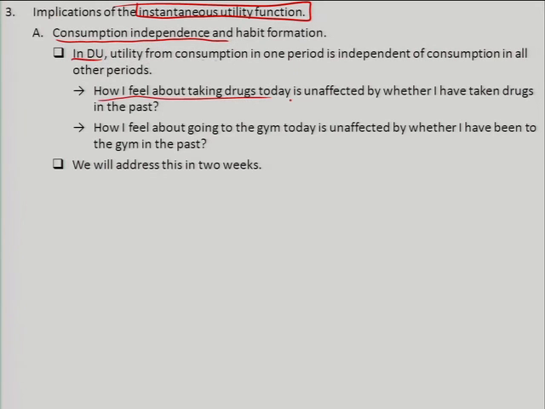Or how I will feel about taking drugs in the future is completely independent of whether or not I get addicted to them now. Right? So this rules out any kind of habit formation, rules out a lot of other things. And that habit formation can be positive too. How I feel about going to the gym today is completely unaffected by whether or not I've been going to the gym in the past, which we also know is not true. We'll talk about that in a couple of weeks when we start talking about state-dependent preferences and projection bias.